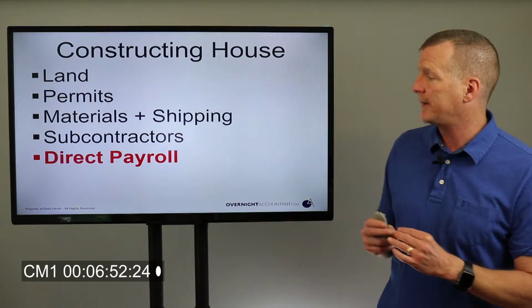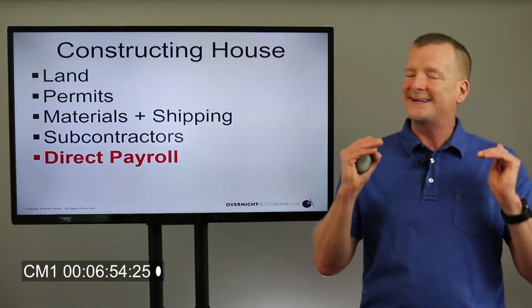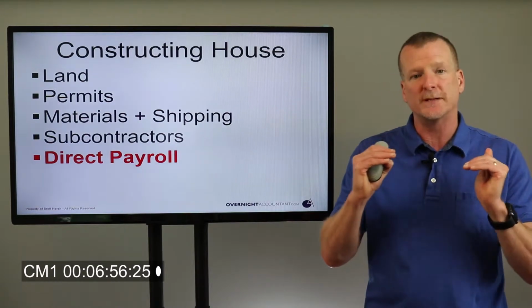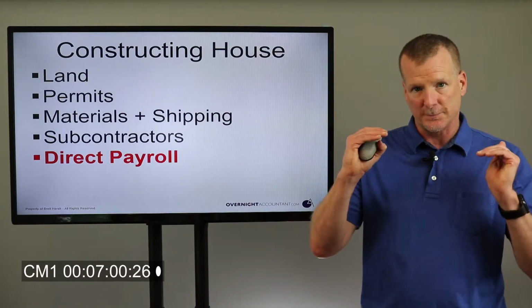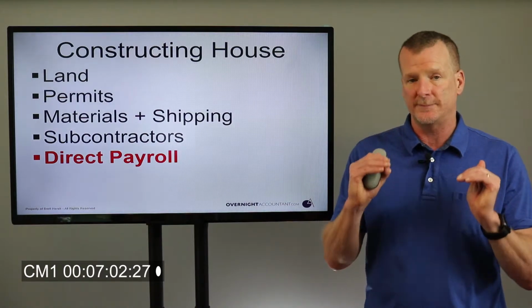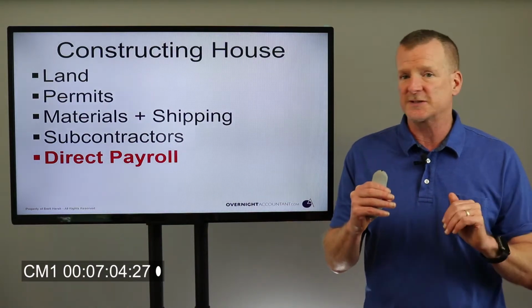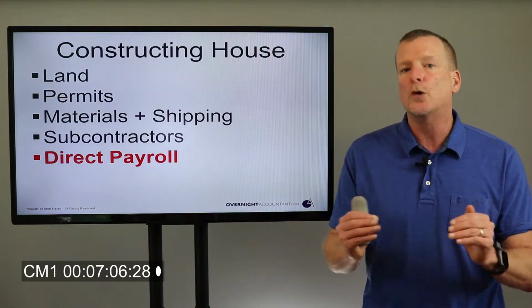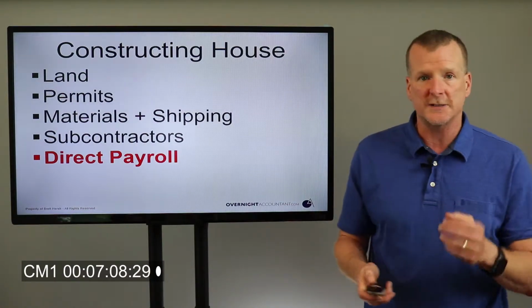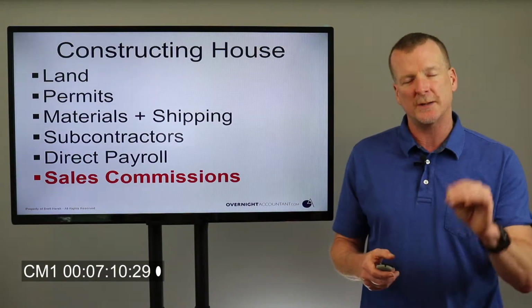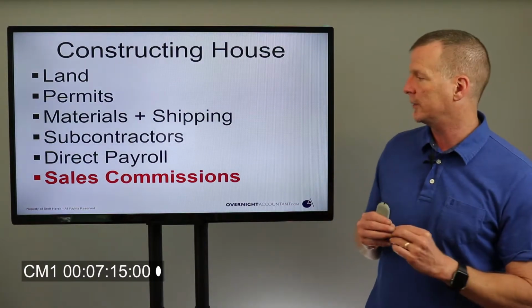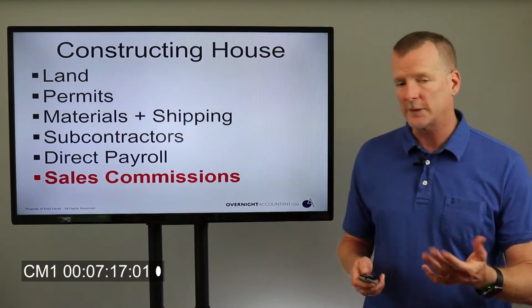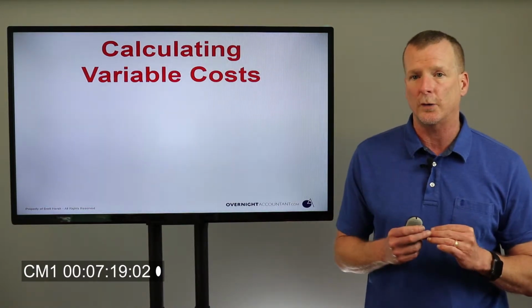You're going to have direct payroll. As I said earlier, I usually view payroll as more of a fixed cost. However, if you really are able to have those employees show up and work, and if you don't have any work for them, you just lay them off, then that direct labor would be a cost that goes into constructing that home. It depends on how much control you have over that cost, and how much you can tie it to the unit of production. Sales commissions would also be a cost that varies with the home sold.